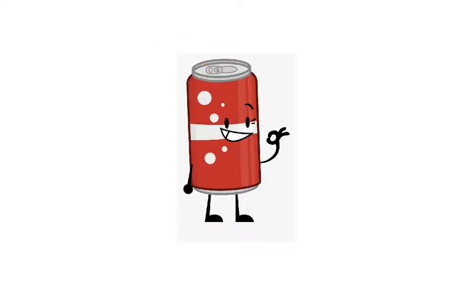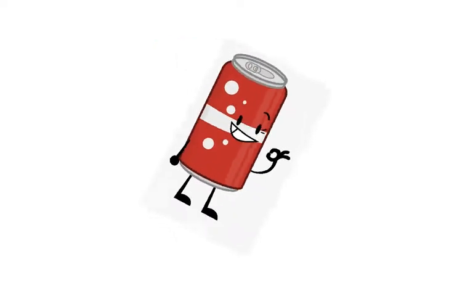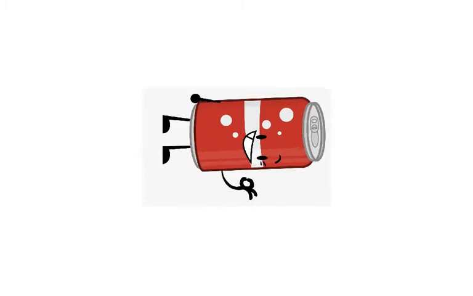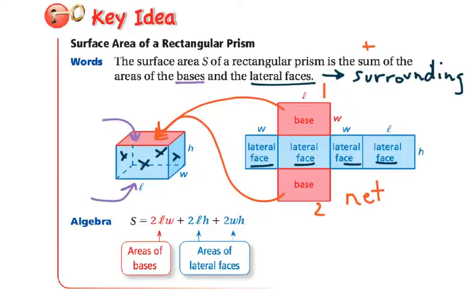But if our soda can fell over, like this, just because the can now is laying on its side or its lateral face, it doesn't mean that the top here and the top here are no longer the bases. Of course, they're still the bases. So keep that in mind with prisms. Again, there's one circle here and one on the other side that you can't see. Those would be the bases here. So when we look at prisms, whatever you have exactly two of, that's what defines our base.